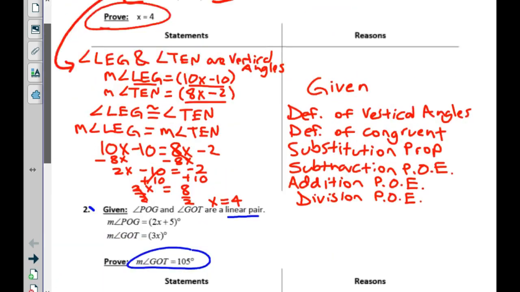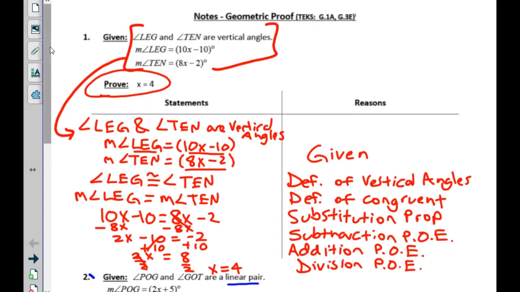So, let's take a look. Number 1 is vertical angles. So I'm looking at your assignment, and you have vertical angles on number 3. Okay? So next to number 1, we're going to put number 3. Your number 1 on your notes is like number 3 on your assignment. Vertical angles, you're going to do it very similar to this. Okay?